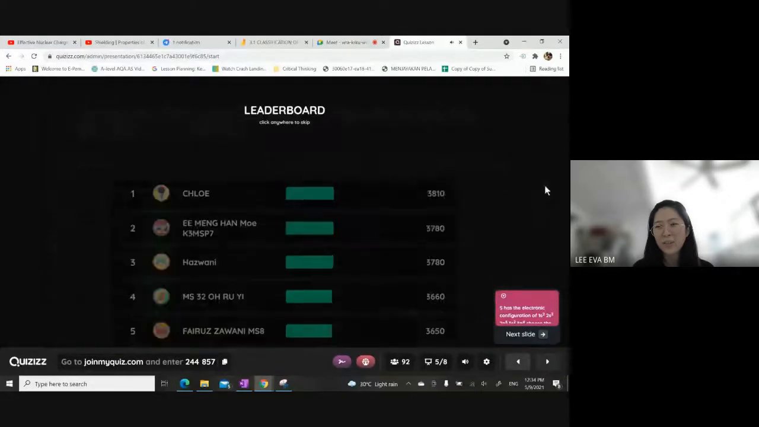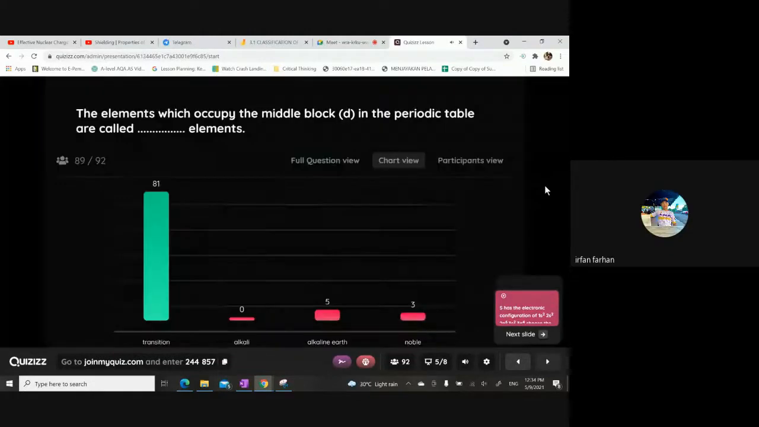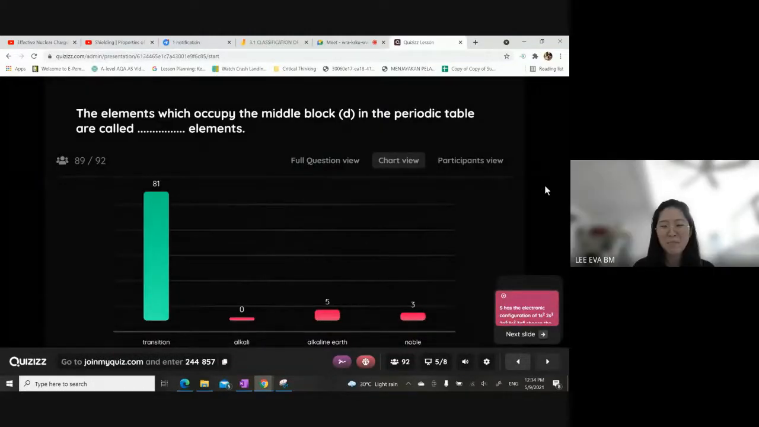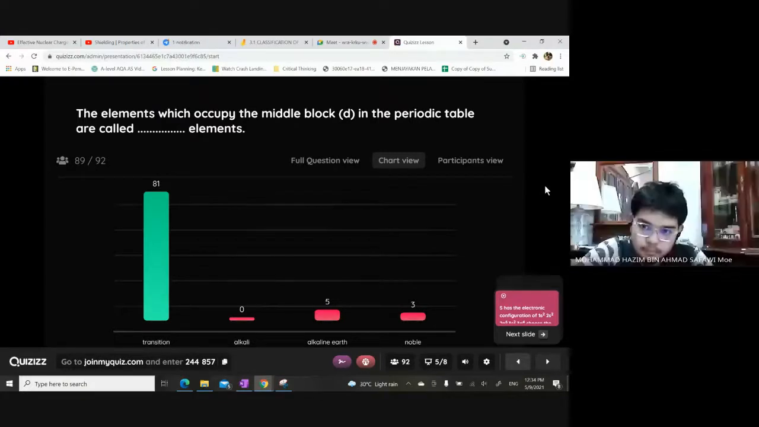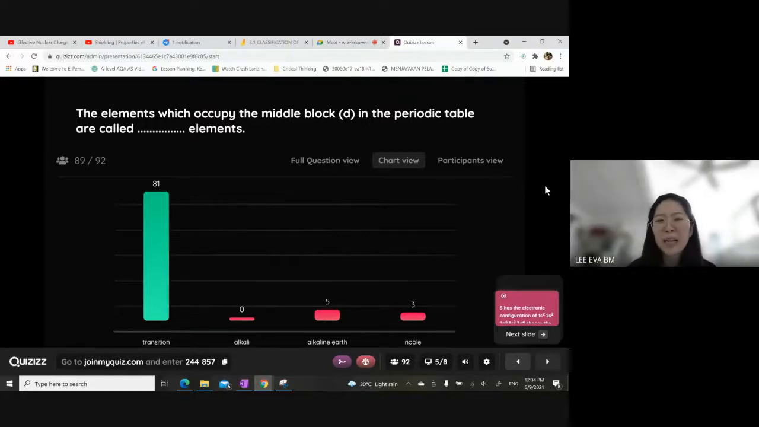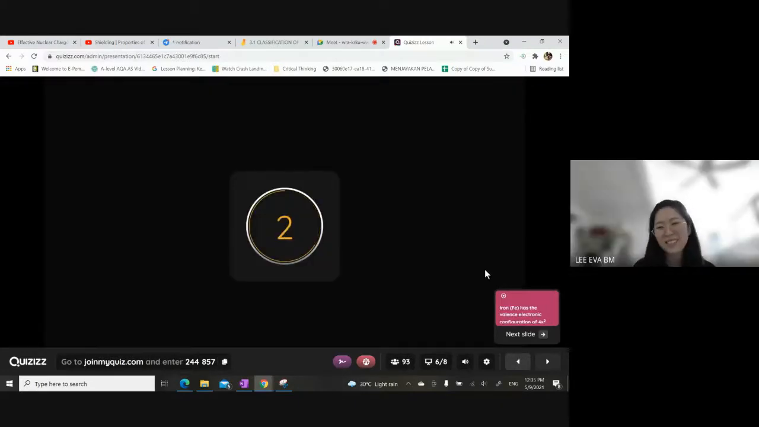All right, so what element is this? Transition elements. Who chose alkaline earth metal? Which group is it? Anyone know? Group 2. Group 1 is called alkali metal. Group 2 we call alkaline earth metal. Noble gas? Group 18. Okay, next question.